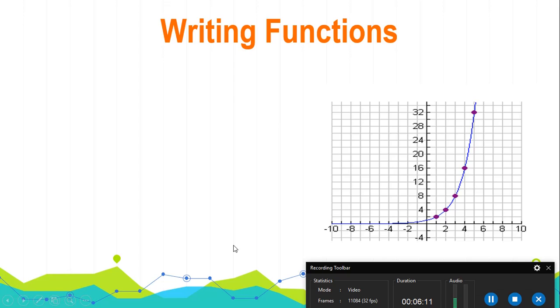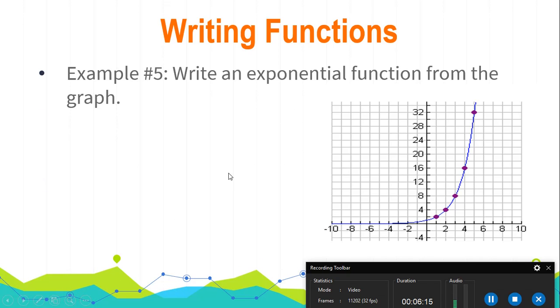In number 5, we're actually going to use the graph to write the exponential function. We still need the same information. So we're looking for when x equals 0. So on the x-axis, right here is 0. This value where the graph crosses is 1 because they're counting in blocks of 2.